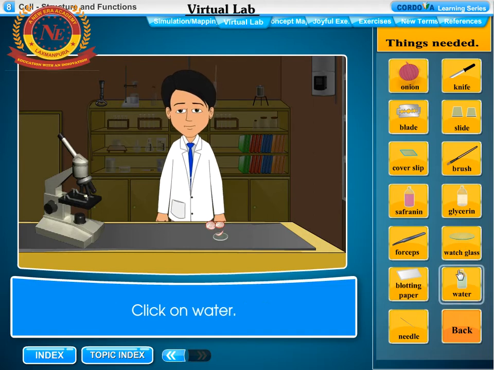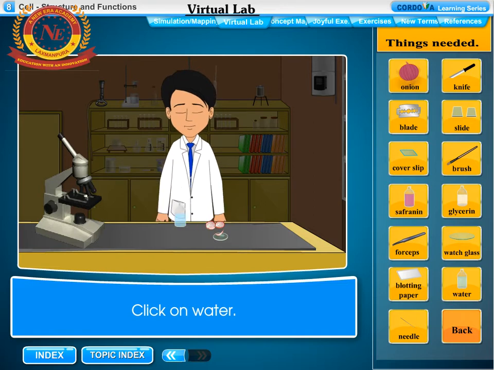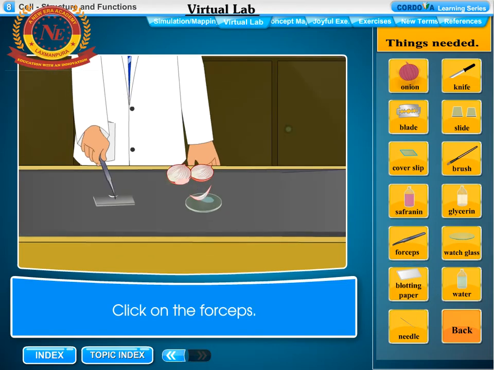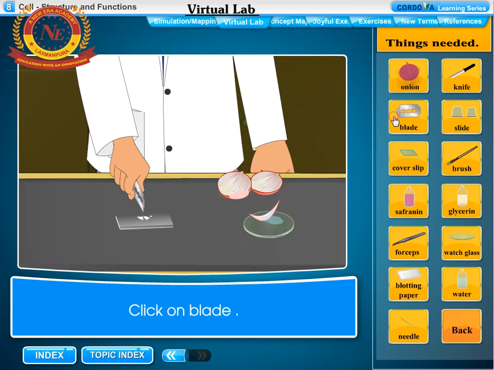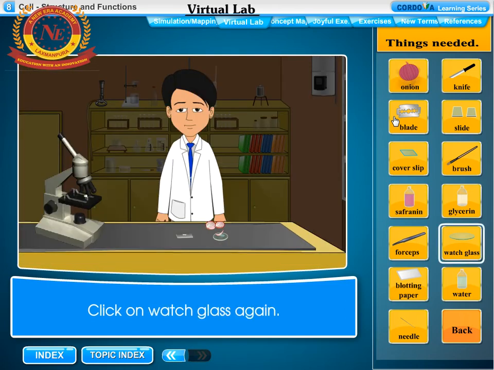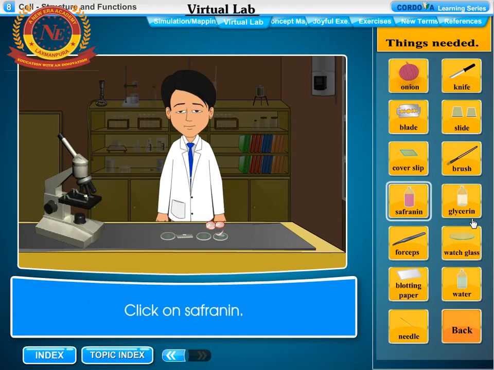Click on water to submerge the onion piece in water. Click on the forceps to remove the epithelial membrane from the onion. Click on the blade to cut the peel into a square or rectangular shape. Click on the watch glass again. Now, there are two more watch glasses, one for safranin. Now, click on the safranin to put it over the watch glass.